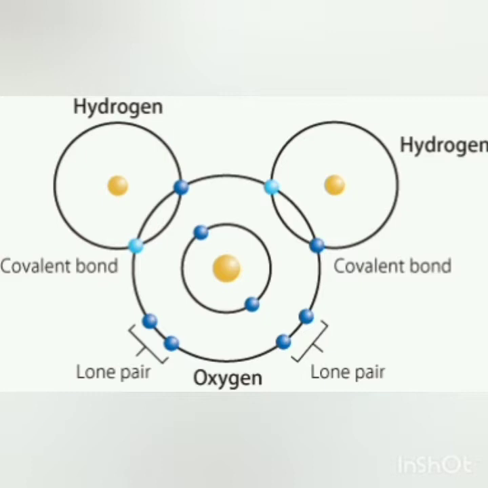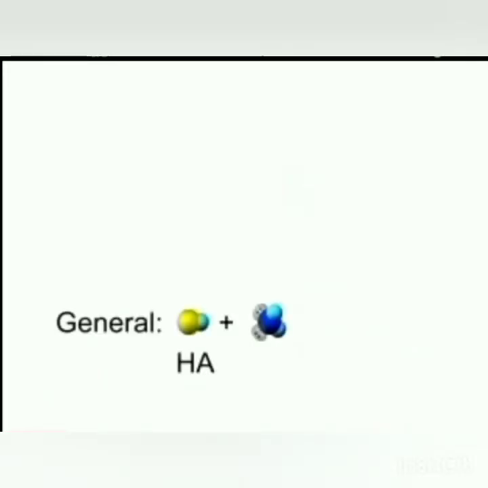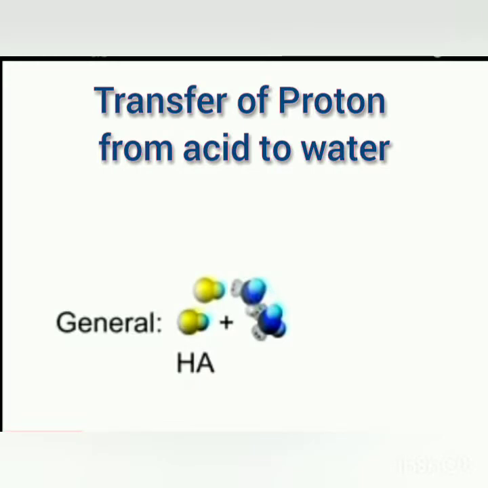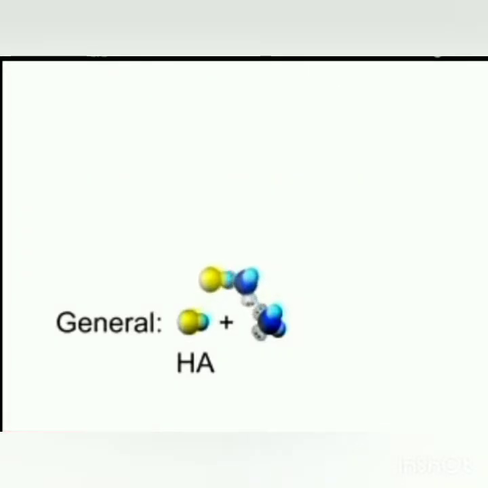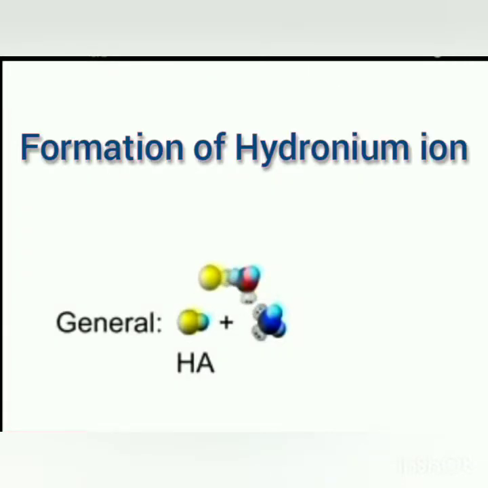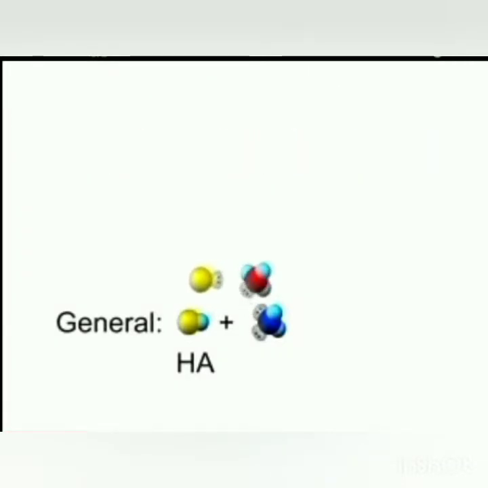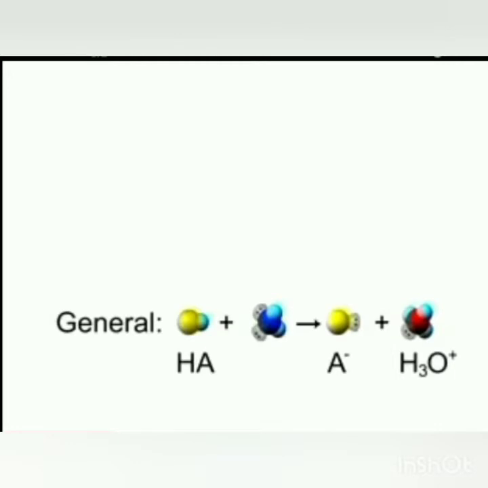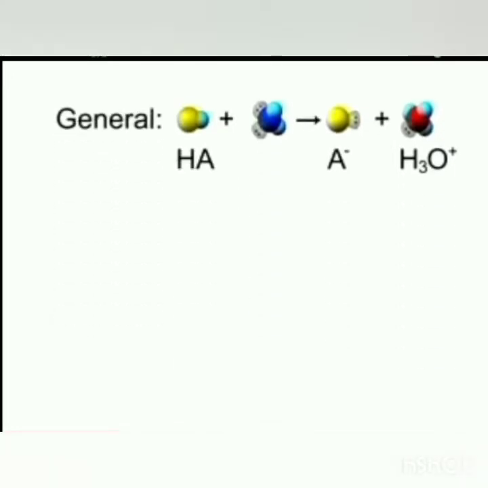So now what happens is, when an acid is dissolved in water, this HA is an acid which can dissociate into A minus and H plus. So this proton is donated to the water molecule. The blue colored one changes to red. That means the blue colored water is changing to hydronium ion H3O plus. How? By donating the proton to the lone pair of electrons of water.